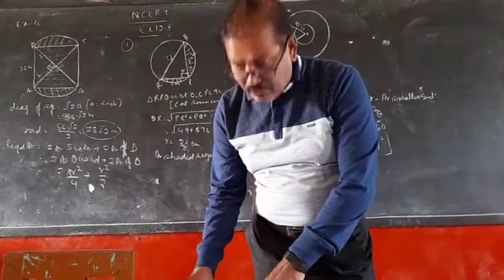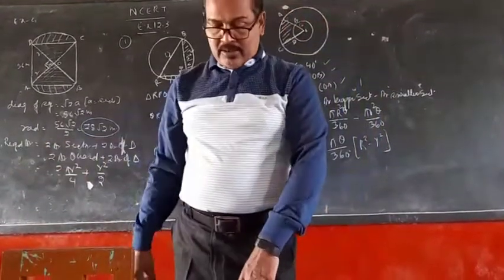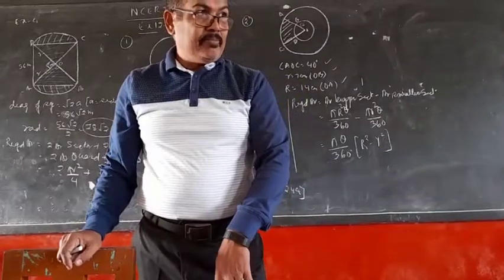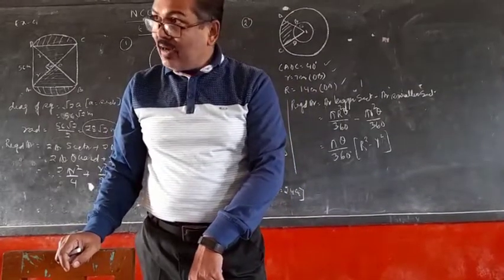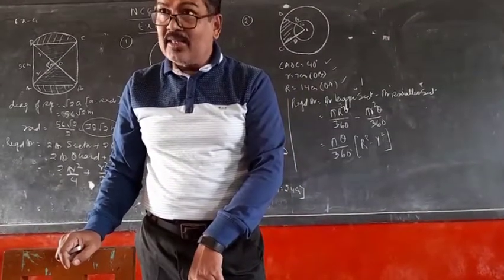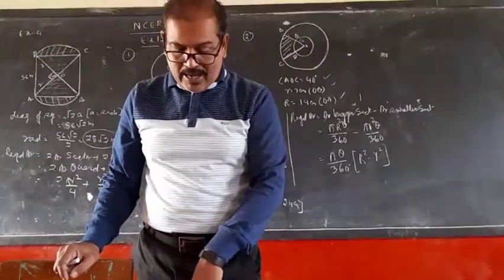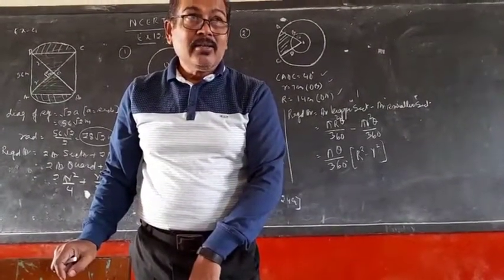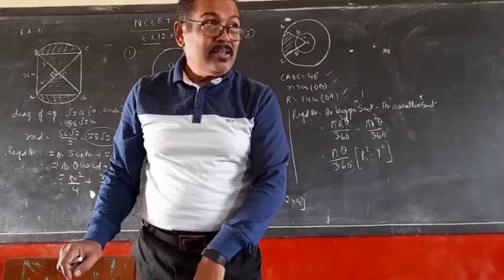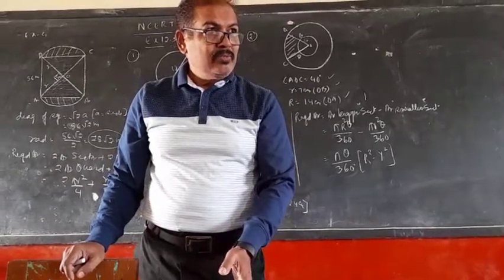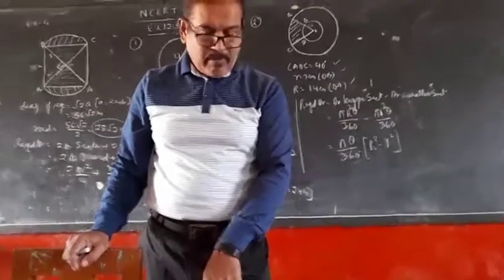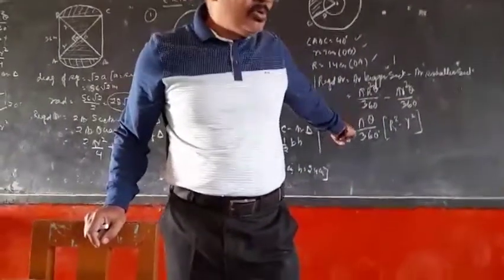Now, please turn the page and see question number 14 of exercise 12.3 from your book. These both questions are the same. Here also you have to find the area of the shaded region. What is the theta in this case? 30 degree. Capital R is 21 and small r. Same question. So easily you can solve question number 14 on the basis of question number 2.